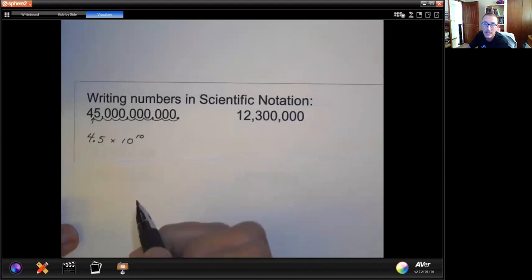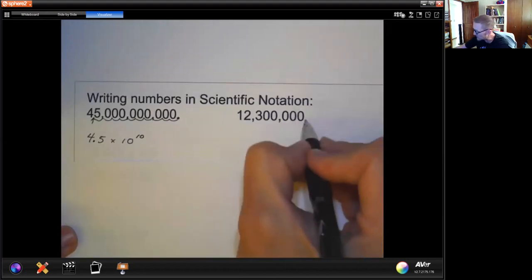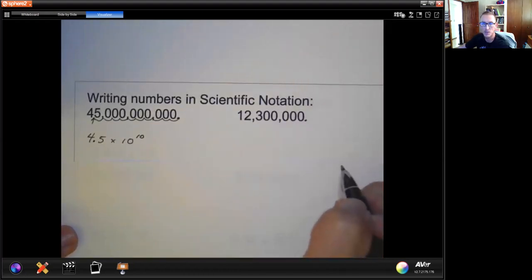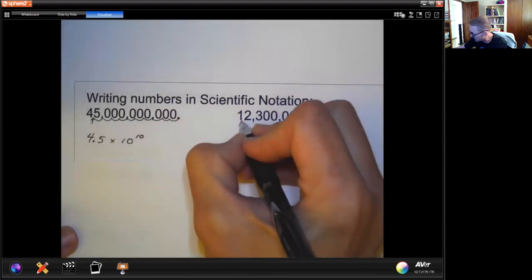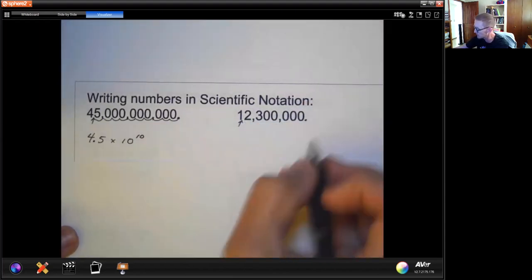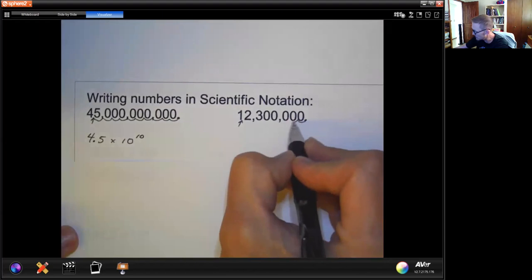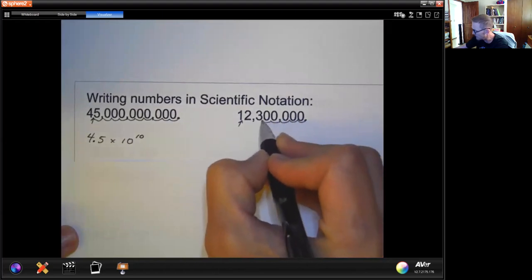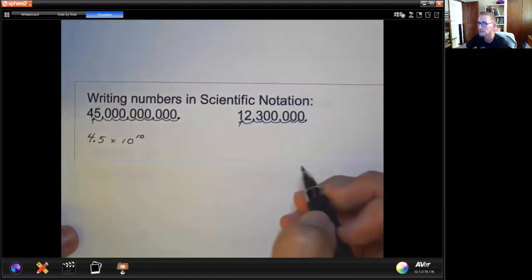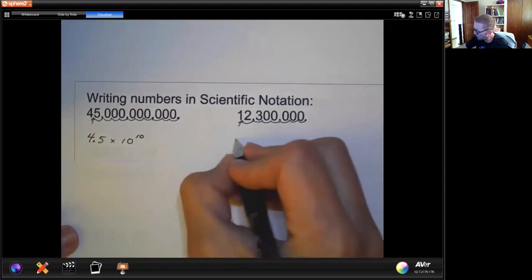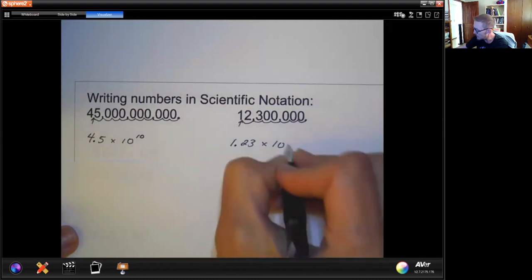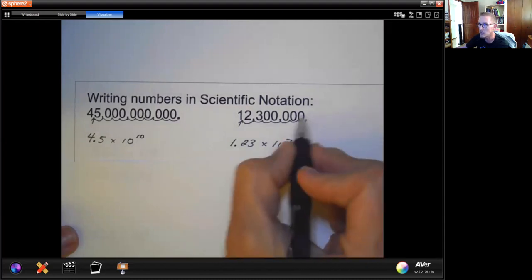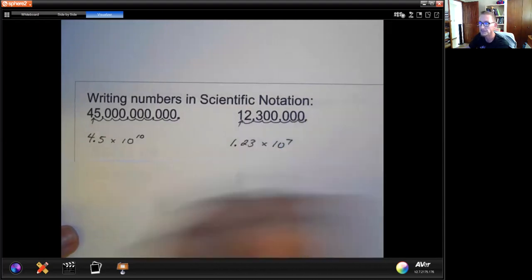All right, so let's look at a second example of a bigger number. So I have my decimal at the end. I want you to think about where it needs to end up. It's going to have to go all the way here in between the 1 and the 2. So it's going to move 1, 2, 3, 4, 5, 6, 7 times. Well, this becomes 1.23 times 10 to the 7th power because the decimal moved 7 times.